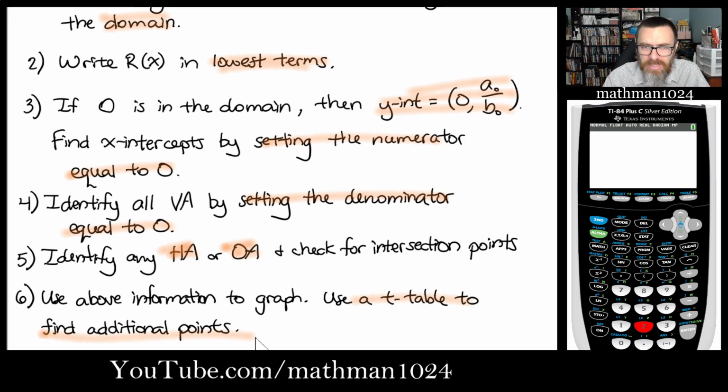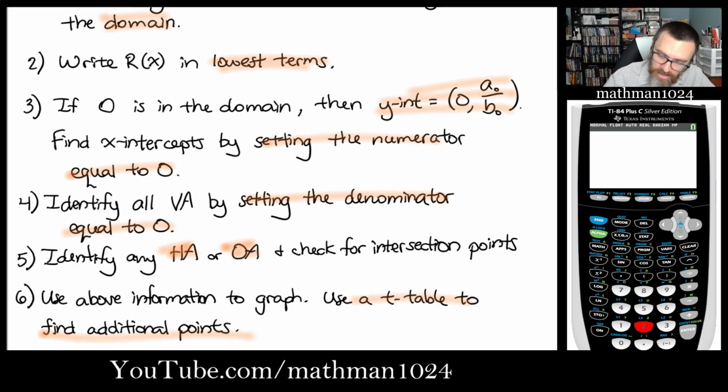Now, when I say make a t-table, that means pick values of x that are close to where all the action is happening. So, for example, if you have a vertical asymptote at x equals 3, it might be worth your time to check what the function gives you at x equals 4 and x equals 2. You don't want to say, oh, let me plug in 10. If 10 is nowhere near where all the action is, then don't include that. Look at the values around, say, the origin, and around where you have your vertical asymptotes.